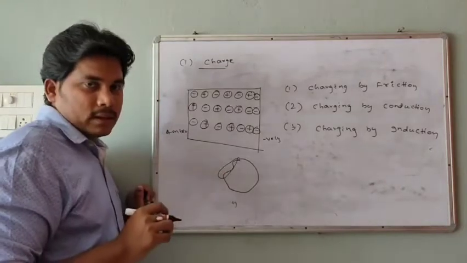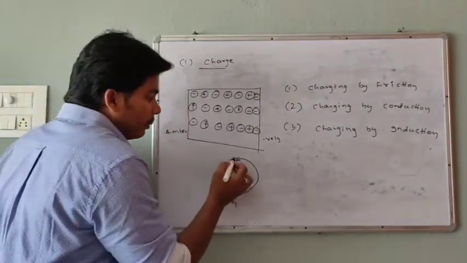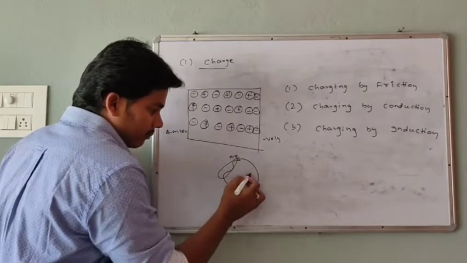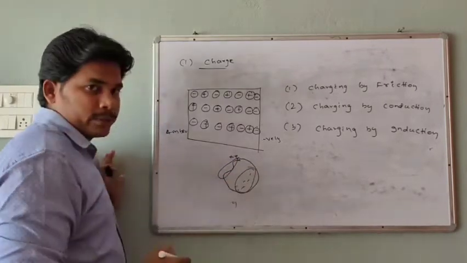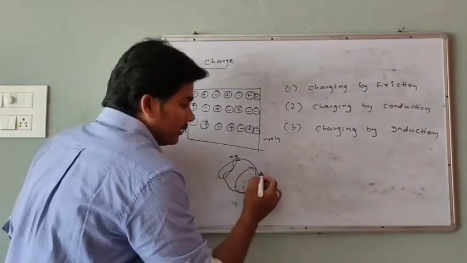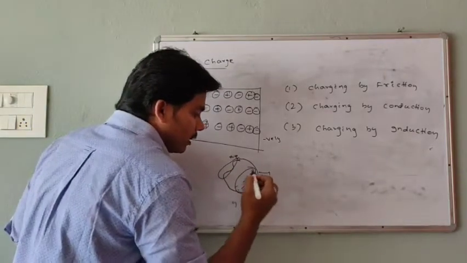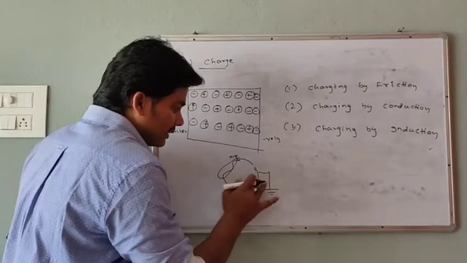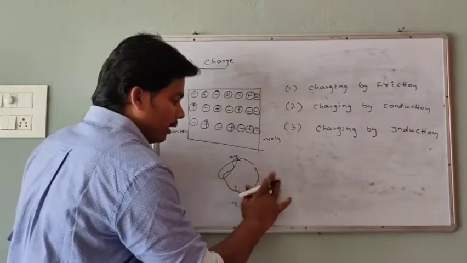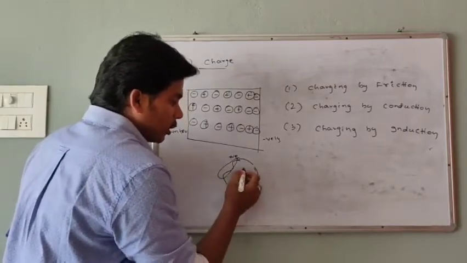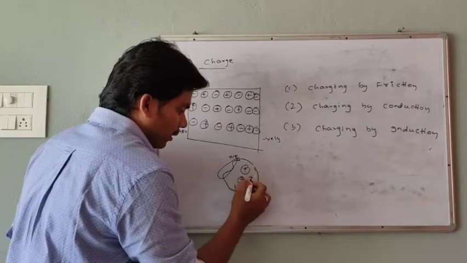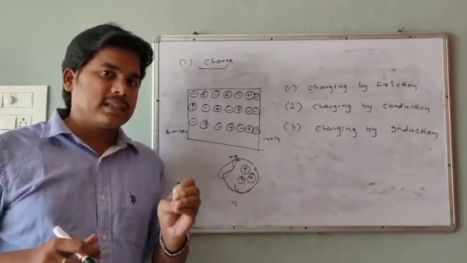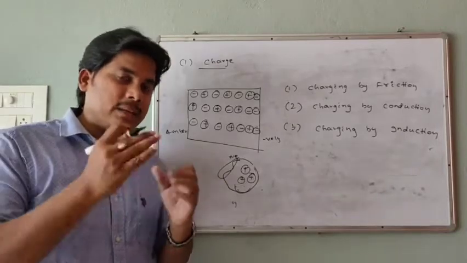Then what will happen? Here it will become positively charged and the negative charges will be redistributed here. If you connect the earthing, all the negative charges will go in this direction. Then if you remove this earthing, it is a completely positively charged body. This is called charging by induction. In these three processes, we can charge any objects.